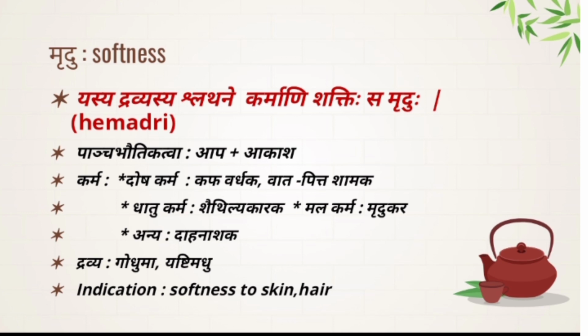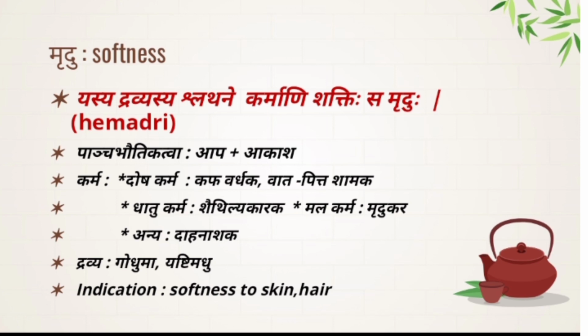And mrudu guna, softness. Yasya dravyasya shlathane karmani shaktihi samruduhu. The property which causes looseness and provides softness to the body organs is nothing but the mrudu guna. What is the pancha bhautikatva? Pancha bhautikatva is apa and akasha mahabhuta. What karma does it do? Dosha karma is kapha vardhaka, vata pitta shamaka, dhatu karma is dhatu shaithilya karaka. It provides looseness to the dhatus, or if any kind of obstruction or stiffness is there, then we need to prescribe these kinds of guna yukta dravyas.